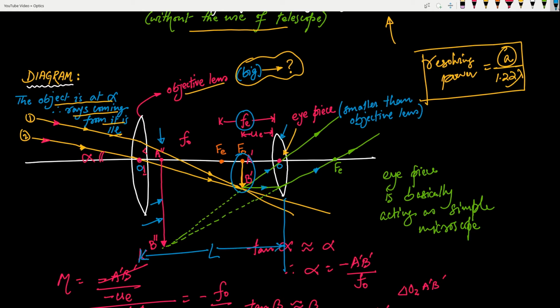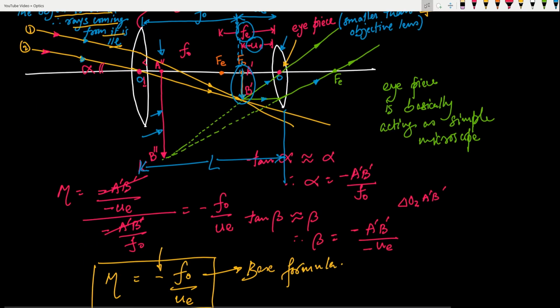So how to find out this length? The length of the telescope will be actually equal to this length. This is actually fO. If you look carefully, the rays are coming from infinity, so the first image will be formed here at the focus, the focal plane. So this length is actually fO, isn't it? So this is fO and this part is uE, isn't it? I have written it down here. So we can say the length of the telescope is actually fO plus uE.